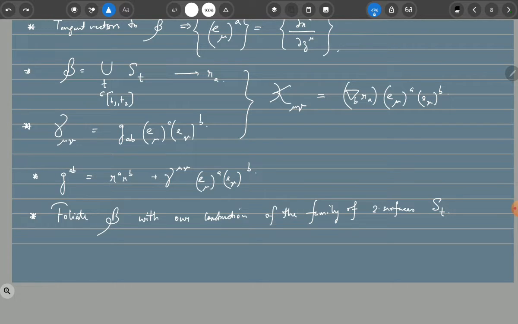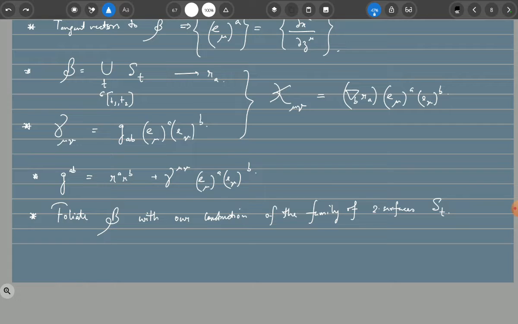So there's actually no need to, because by our construction we already have foliated curly B with these families of the two surfaces ST. But we have to make a proper choice of coordinatization once we have foliated. So we'll have to introduce again a set of congruences that traverse tangentially across this hypersurface curly B, such that they will connect the spatial points on ST.